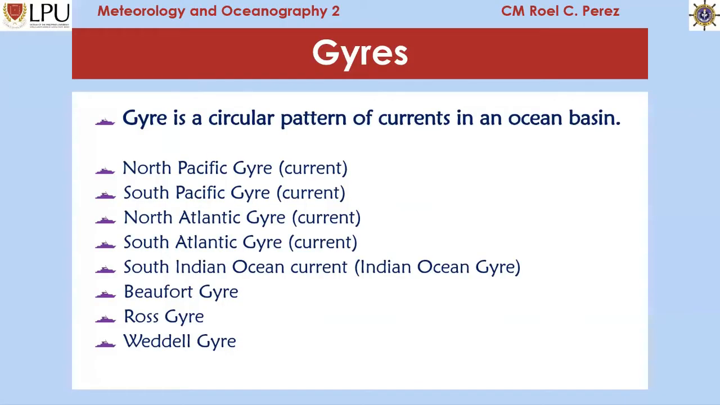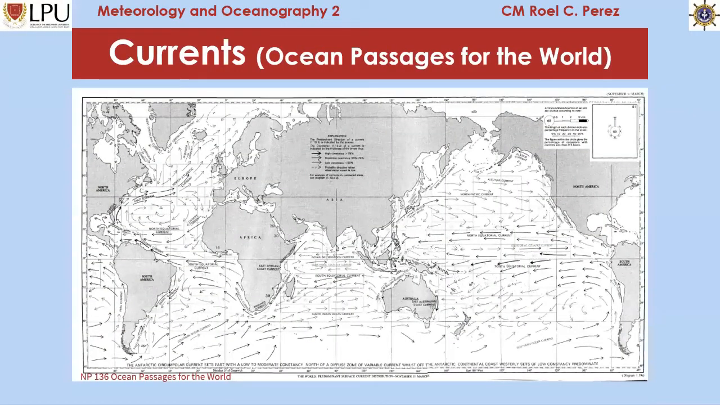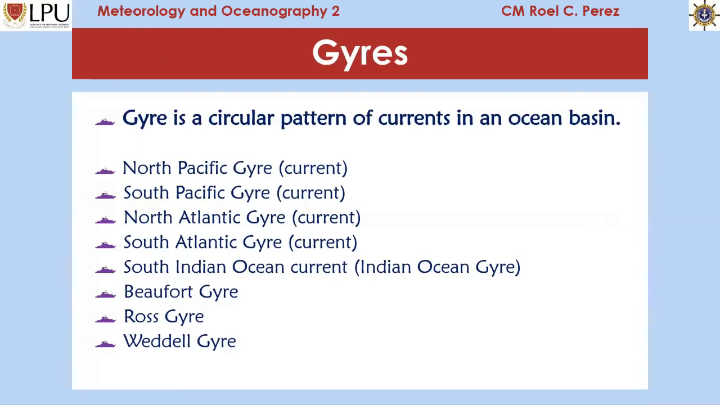Okay, let's start with gyres. So a gyre is a circular pattern of currents in an ocean basin. We have the North Pacific gyre or North Pacific current, South Pacific gyre, North Atlantic, South Atlantic, and South Indian Ocean gyre or current. We have also the Beaufort gyre, Ross gyre, and Weddell gyre. So the last three are part of the items that you will research later on.